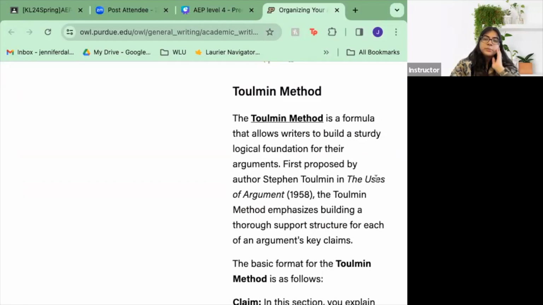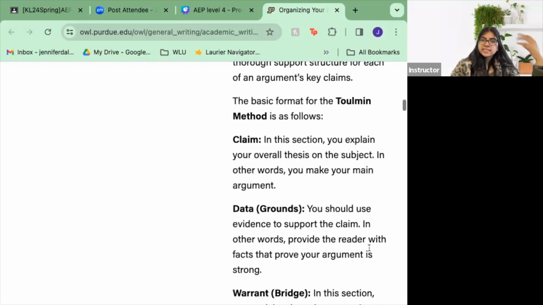So let's take a look at one of these formulas. This is called a Toulmin. This formula allows you to build a sturdy logical foundation for your arguments. We're not going to go into all of this, but this is essentially the format that it uses. The first part of your paragraph, you're going to state your claim. This is where you explain your overall thesis on the subject. In other words, you make your main argument. When you're looking at a paragraph structure, your topic sentence is going to make the argument of your paragraph, right? So you want to state your topic.